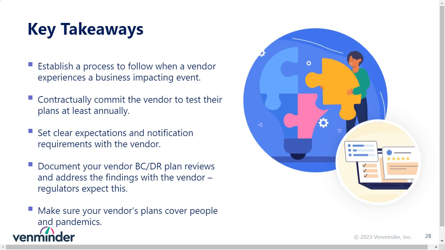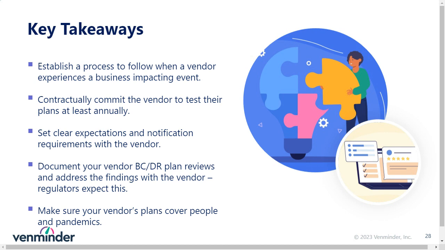And finally, some best practices to wrap up today. We covered a lot of information, and here are some recaps. Establish a process to follow when a vendor experiences a business impacting event. You need to communicate with your vendor and try to build that rapport and that trust up. Contractually commit the vendor to test their plans at least annually.